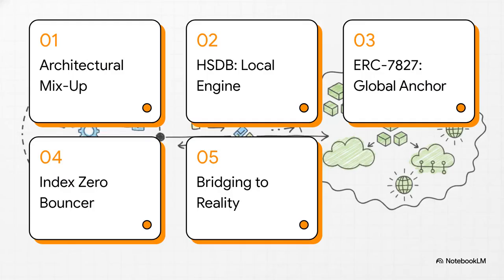So, here's our quick roadmap for the explainer. First, we'll cover the great architectural mix-up. Then we'll look at HSDB, the local engine. Third, we'll shift to ERC-7827, the global anchor. Fourth, we'll meet the index zero bouncer. And finally, bridging to physical reality.